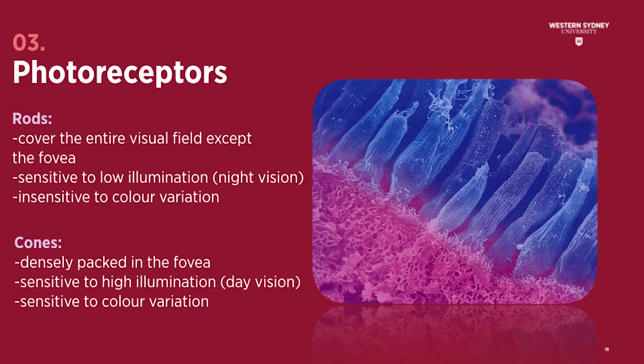Functionally, rods are highly sensitive to low illumination and are consequently most useful during night vision. Cones, by contrast, are sensitive to high illumination and are therefore used for day vision. Another functional distinction is their role in colour vision, whereas cones, which come in three types, are sensitive to colour variation. Rods, by contrast, are insensitive to colour variation.